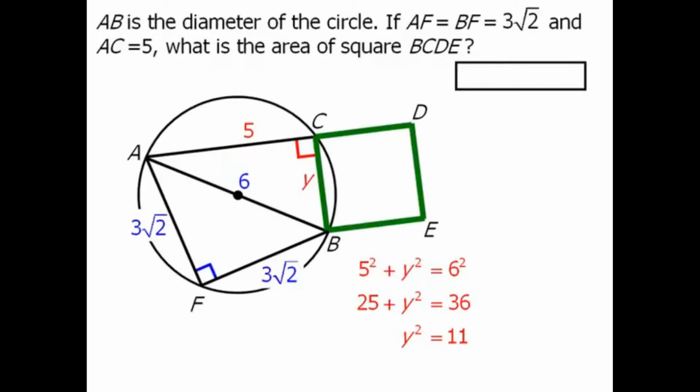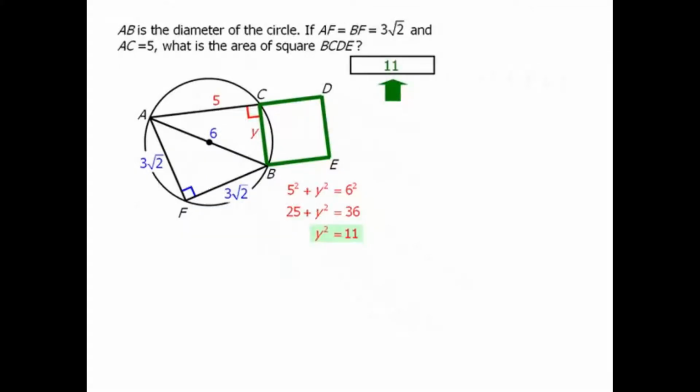Here's the reason. Our ultimate goal is to find the area of the square BCDE. We know that one side of the square has length y, so the area of the square must be y squared. Well, we already determined that y squared is equal to 11, so the area of the square must be 11. So we'll add that up here.